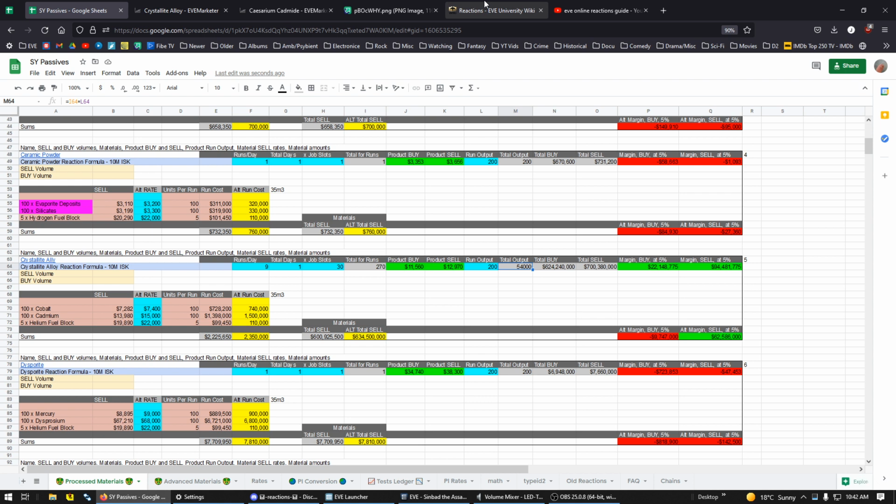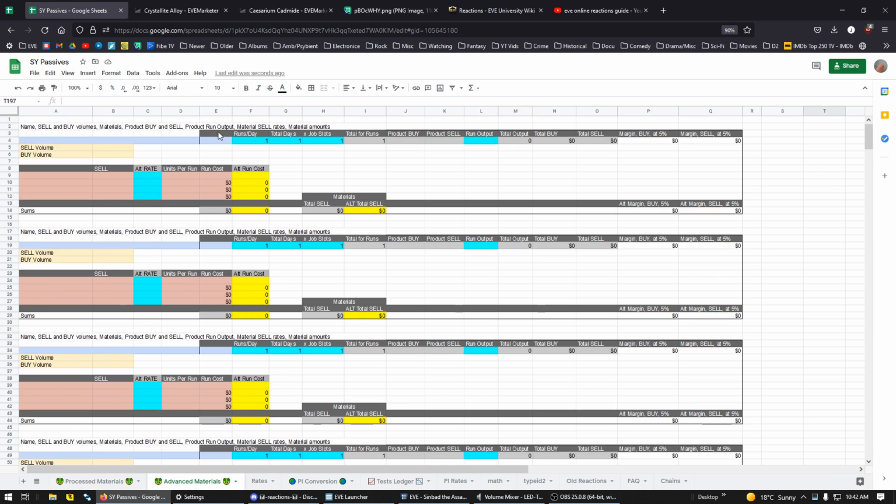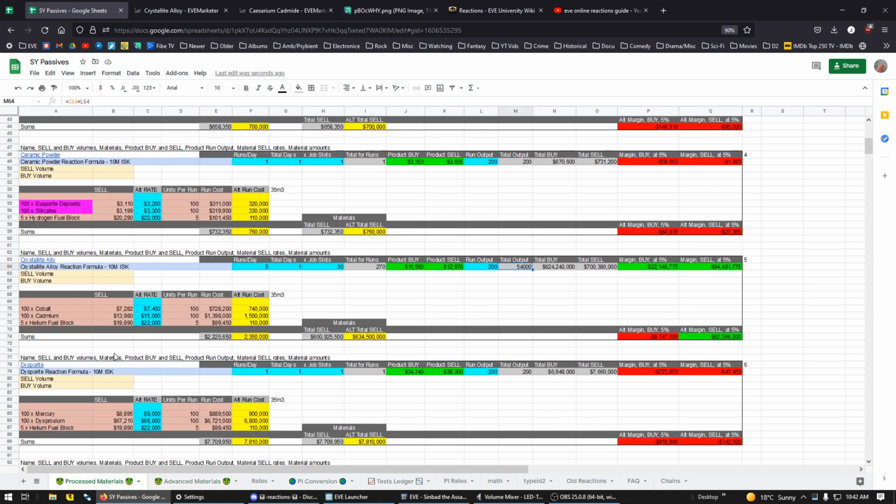So basically that's how we're going to be doing passive income reactions, composite reactions in the wormhole. I'm going to be doing a page for advanced materials as well to help you look at those and target those. I was doing phenolic composites, and I was netting about 60 million a day doing that reaction. So it doesn't just have to be the processed materials. However, with processed materials, bringing the materials in is a lot smaller.